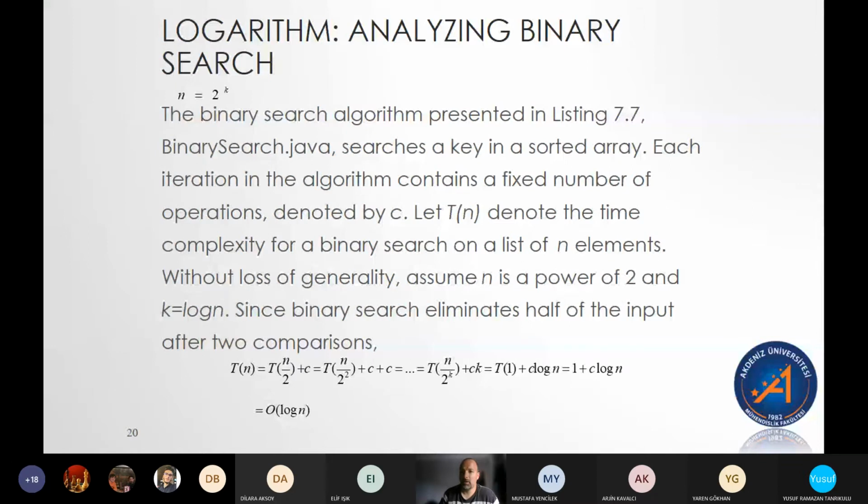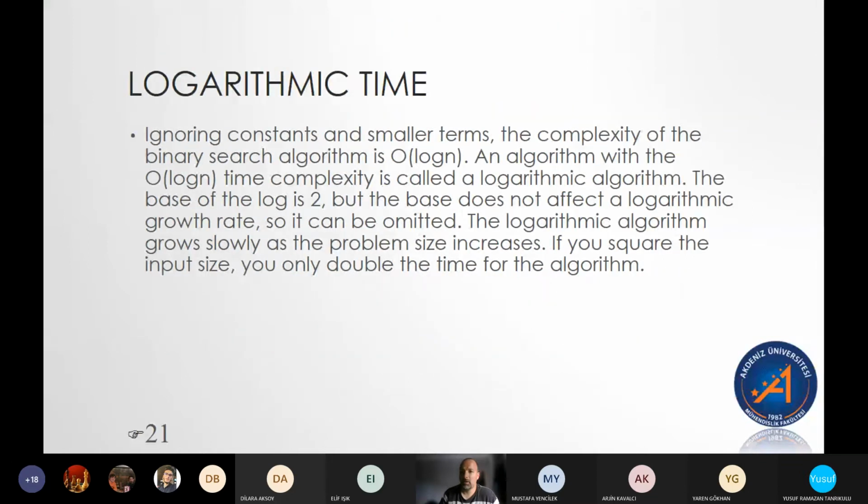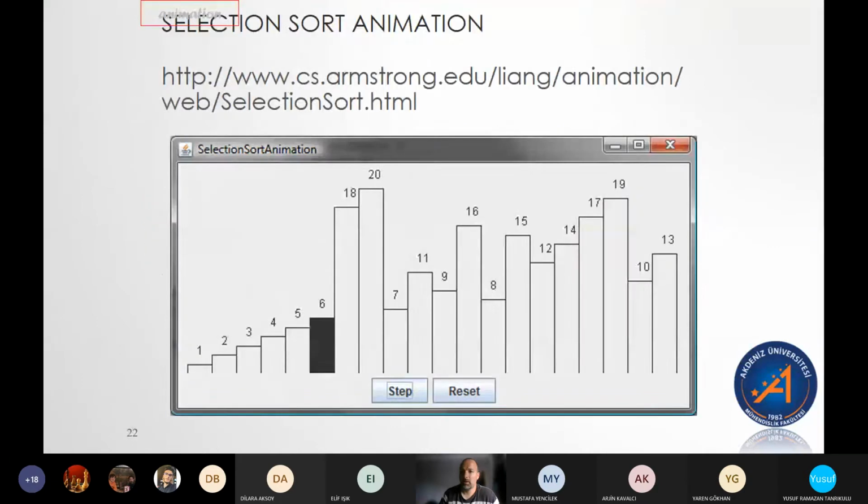This selection sort. So I did say we were going to talk a little bit about sorting. I'm going to skip over this part because I think this is part of the sorting discussion, so I don't necessarily want to go through it here.